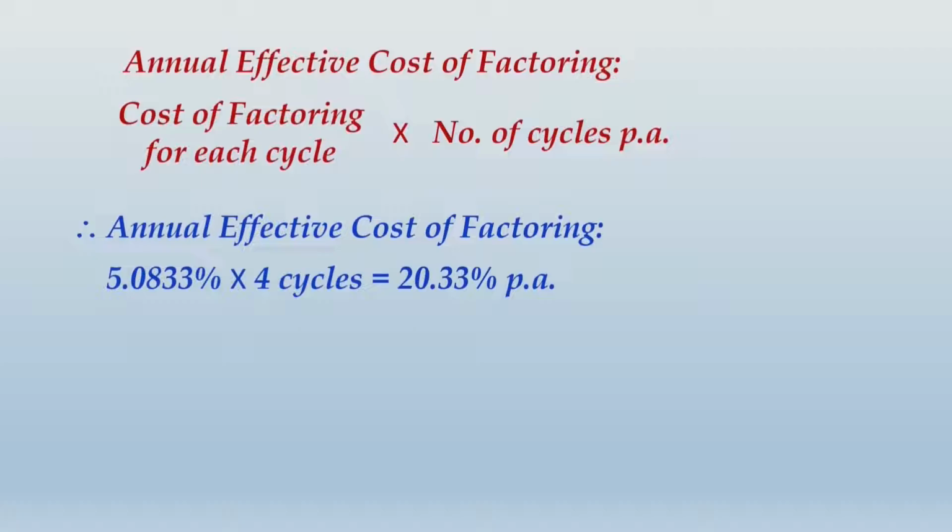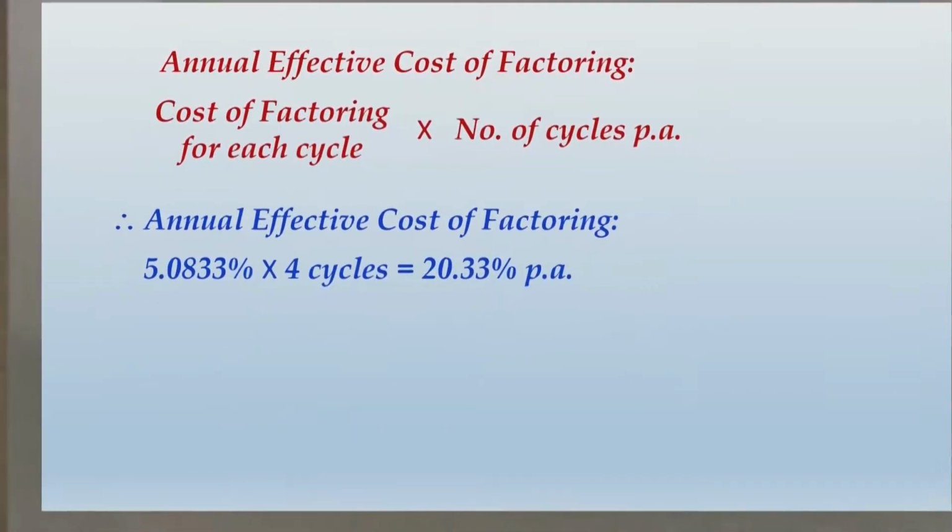So you can make the calculation either directly on a per annum basis, or first you make the calculation on a per cycle basis and then multiply by 4 cycles. Choice is yours. I will prefer that if a per annum calculation is required, I will directly make the calculation for the entire year.